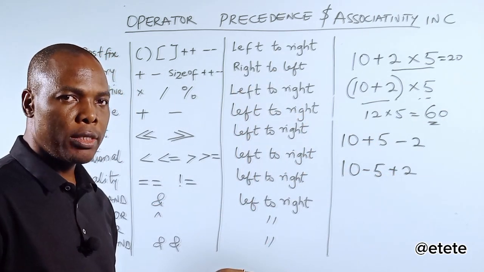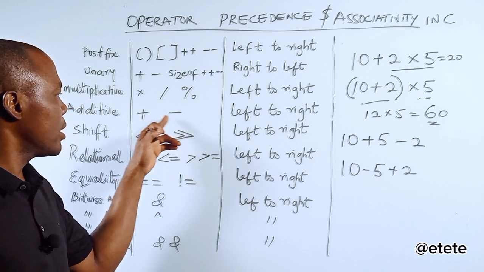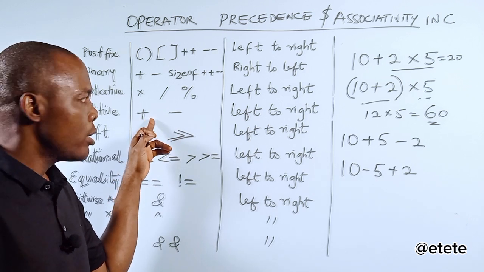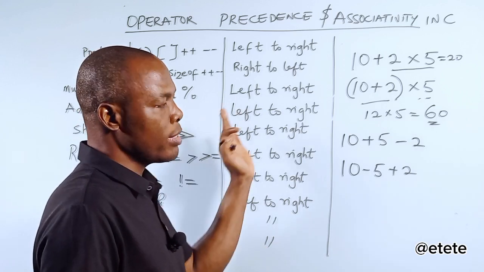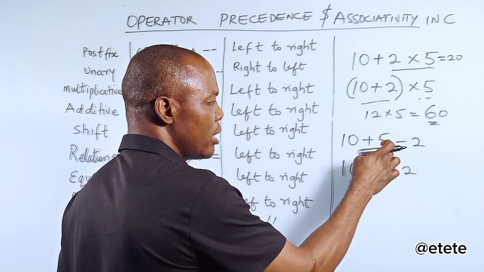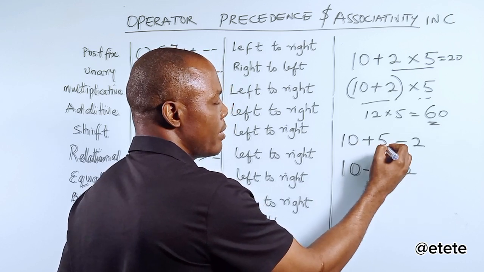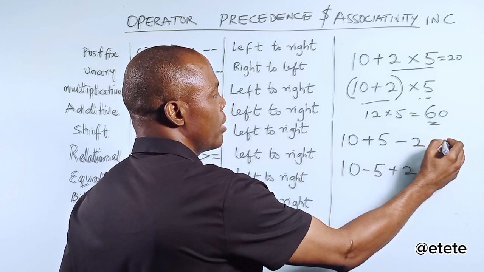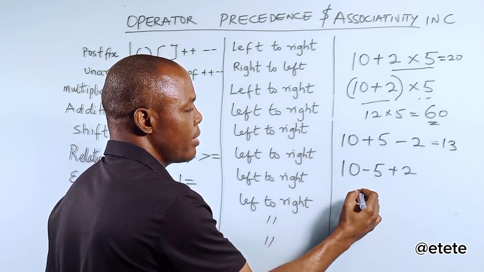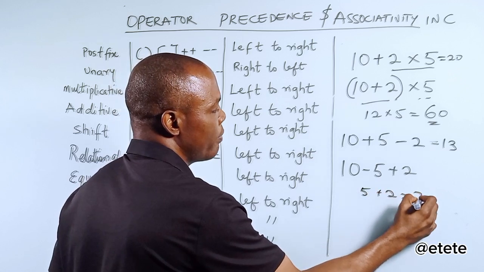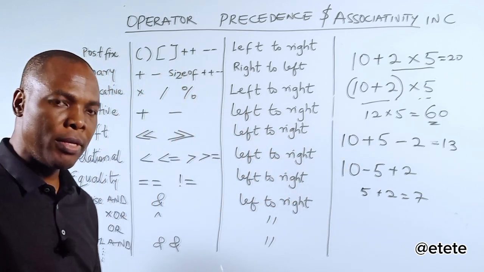You have to now follow this associativity. It's telling you that when you have the same operators in an expression, you have to go from left to right. So left is from this side to this side. Now this will be done first before this. So that will give us 10 plus 5, that is 15, minus 2, this will give us 13, right? While this one will give us 10 minus 5, that will be 5 plus 2, that will give us 7, right? So that is what this is simply saying.